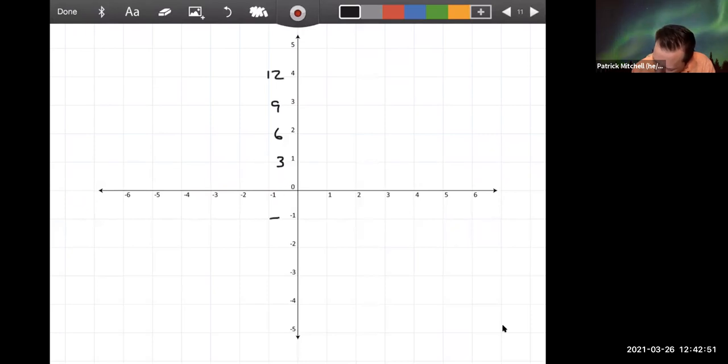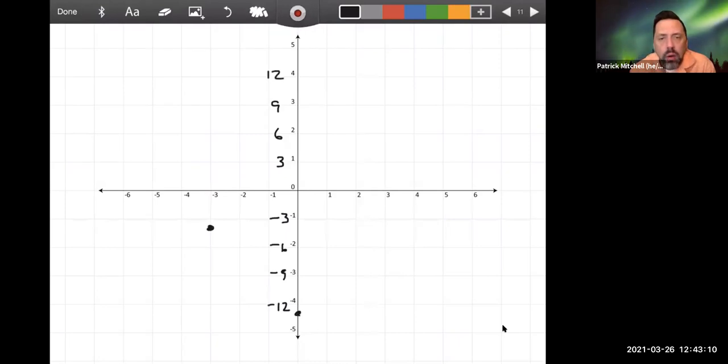Okay, so this is -3, -6, -9, -12. All right, we have -3, -4, which is going to be right about here. And we have 0, -13, which is right about here.